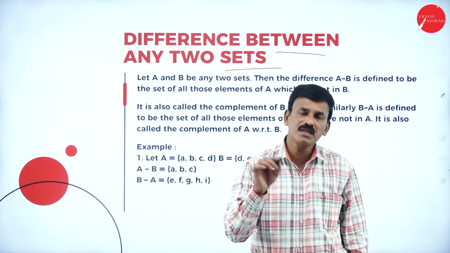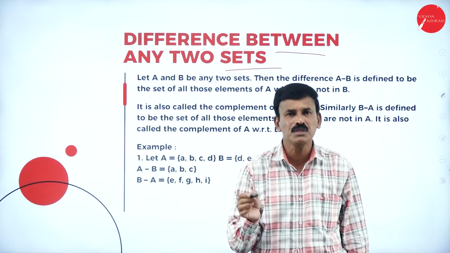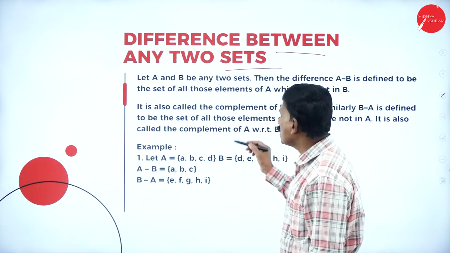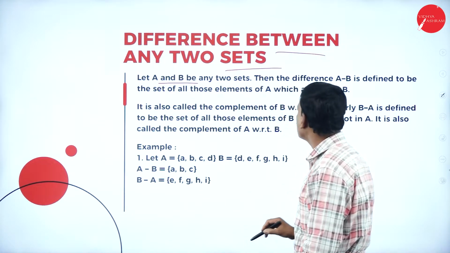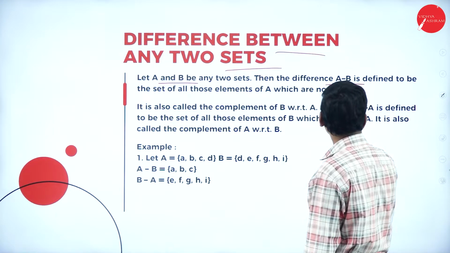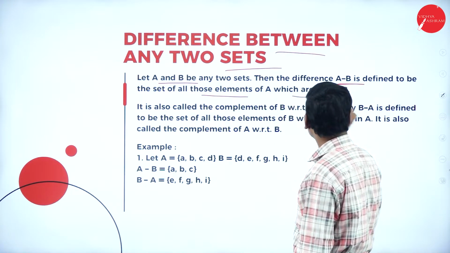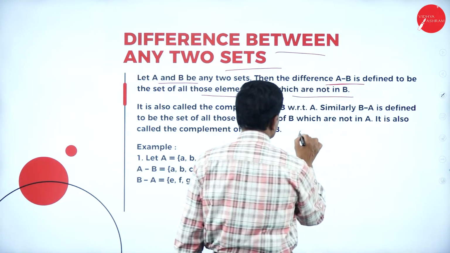A minus B is called the difference of two sets. And similarly, B minus A is also the difference of two sets. A minus B is the difference from A to B and B minus A is the difference from B to A. Let A and B be any two sets. Then the difference A minus B is defined as the set of all those elements which are in A but not in B.